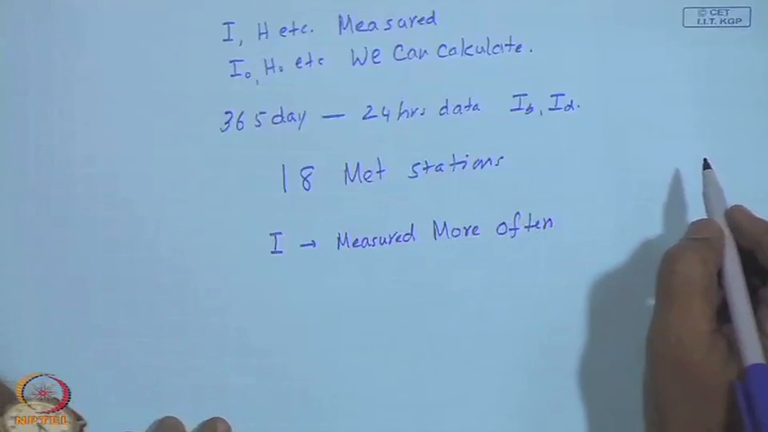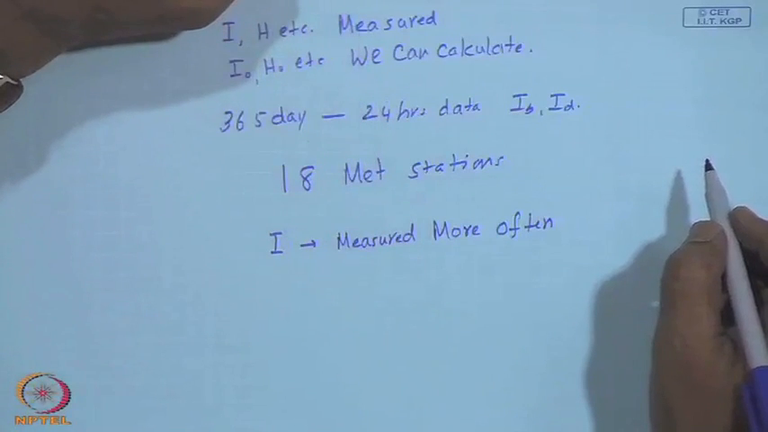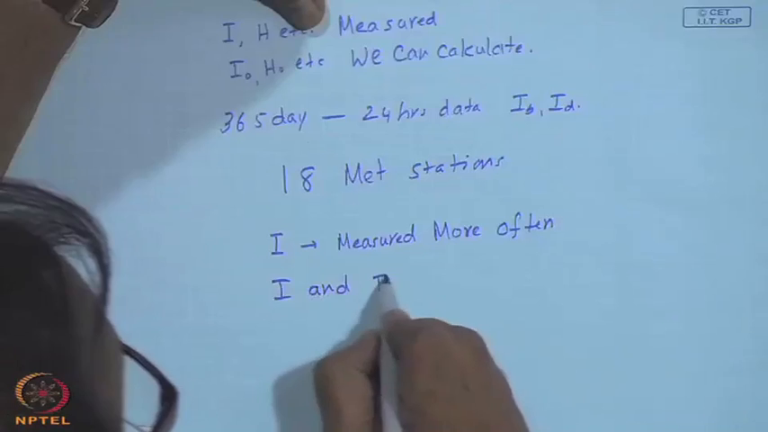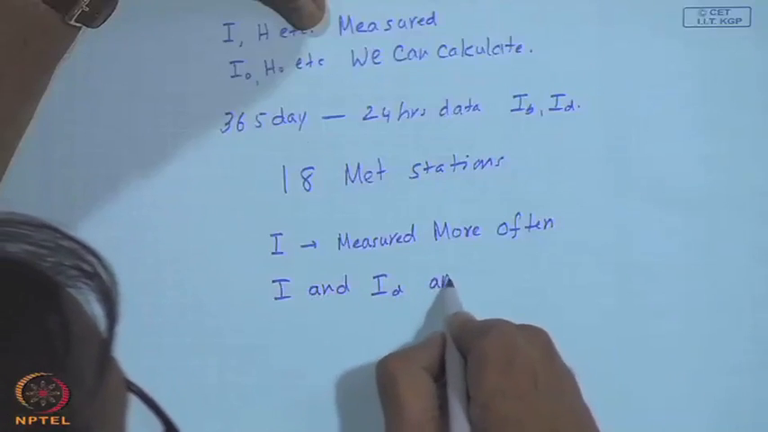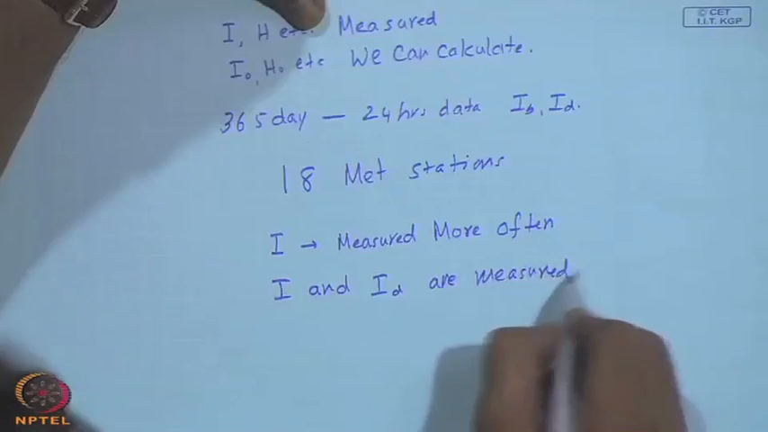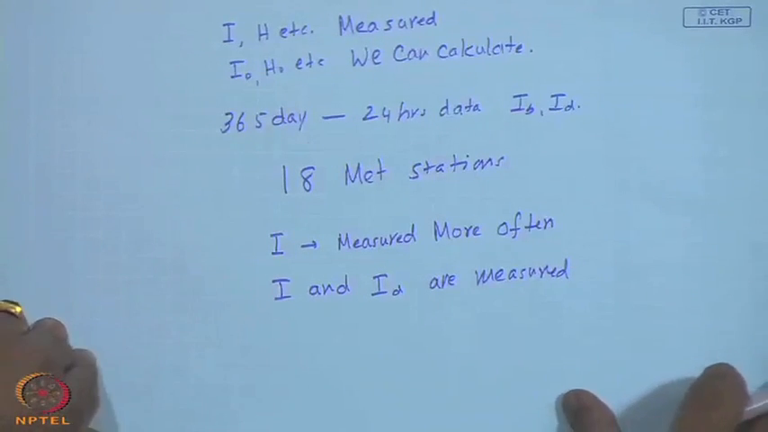Because to measure IB, you essentially have to go through tracking the sun and integrating the intensity values, because you have to be pointing the instrument, whereas I and ID are measured directly. So that difference is IB, and you are not really worried about it.